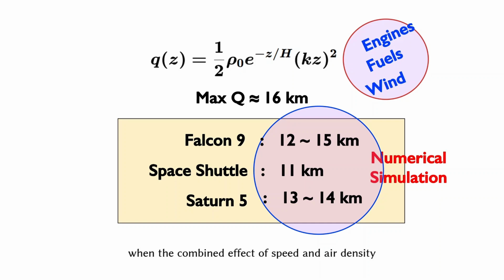Max Q occurs when the combined effect of speed and air density reaches its maximum. And calculus allows us to find that point.